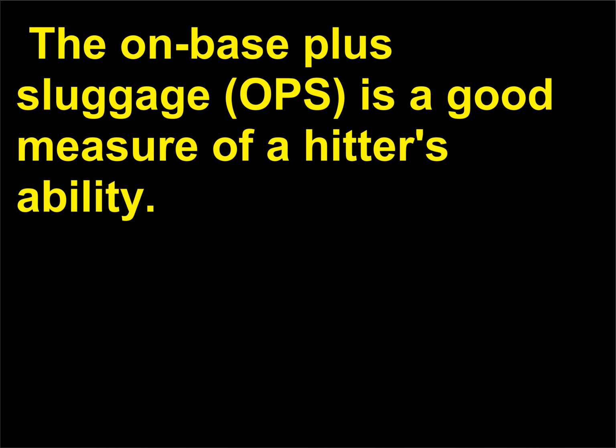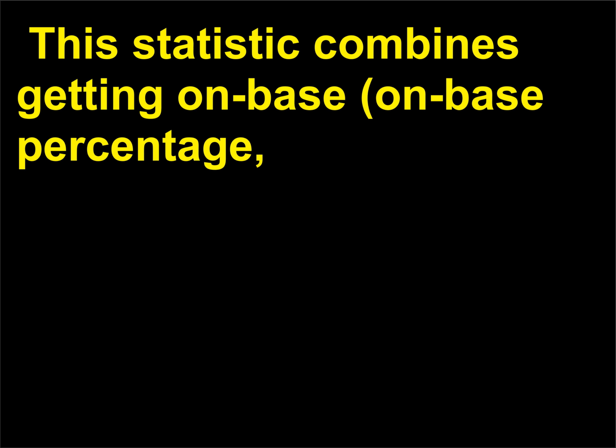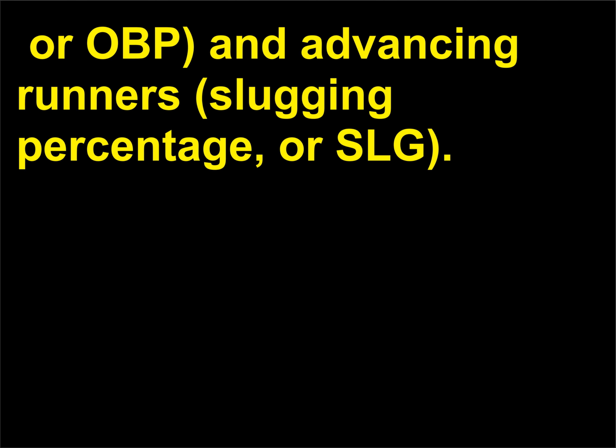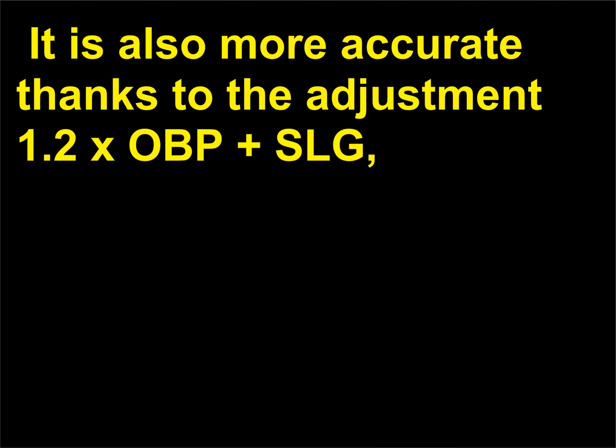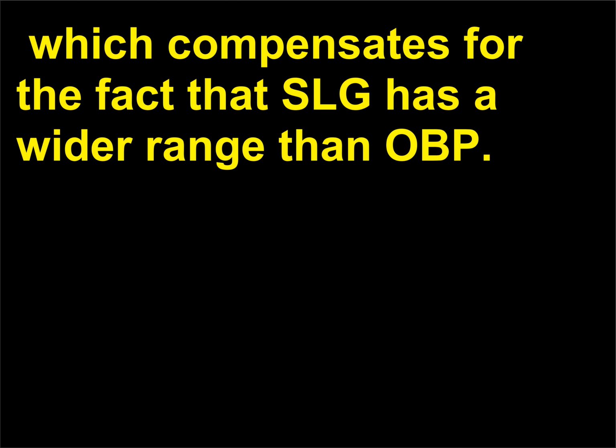The on-base plus slugging, OPS, is a good measure of a hitter's ability. This statistic combines getting on base, on-base percentage or OBP, and advancing runners, slugging percentage or SLG. It is also more accurate thanks to the adjustment of 1.2 times OBP and SLG, which compensates for the fact that SLG has a wider range than OBP.